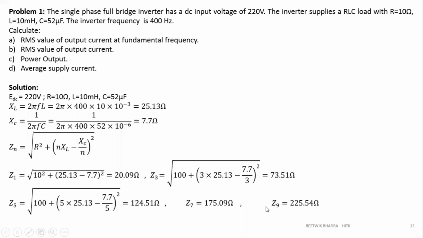Hopefully you have understood the calculations, how it is done. Z1 to Z9, just use the direct formula, square root of R square plus XL minus XC whole square. How it depends on frequency: XL is n times because it is directly proportional. Over here, XC is inversely proportional, so XC by n. Please take care of the formulas which are used over here.